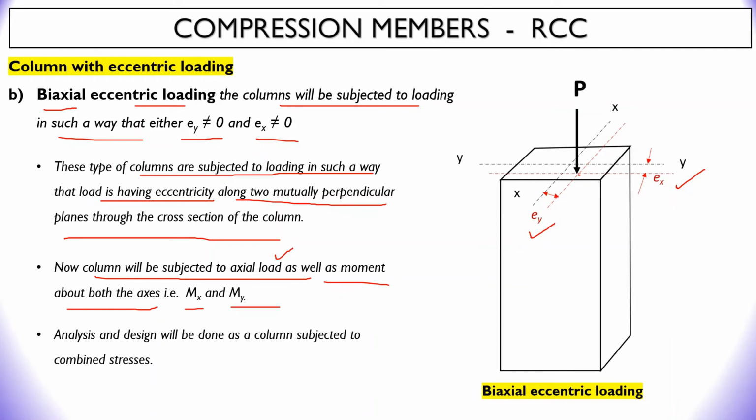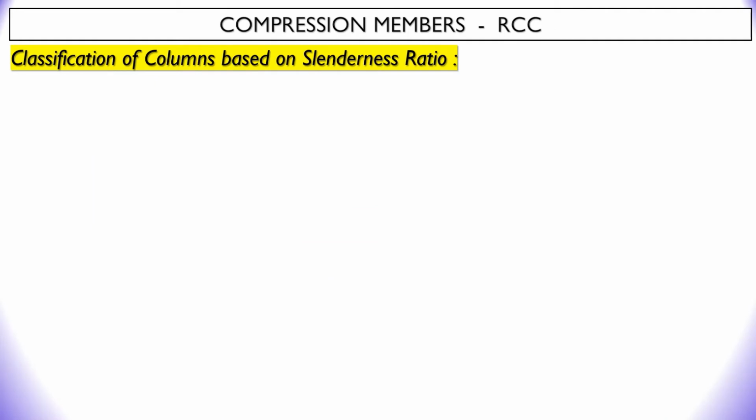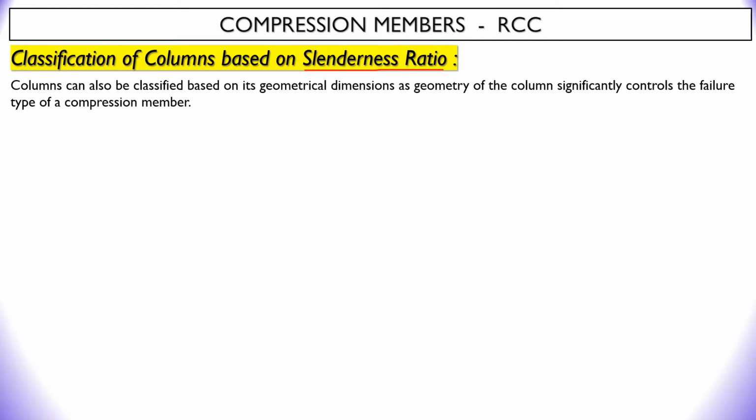Now when we do the analysis as well as design, it will be done considering that the column is subjected to combined types of stresses. That means both types of stresses will be acting, and later on we will understand it more clearly. Now let us classify the columns based on another parameter that is known as slenderness ratio. First of all, what is slenderness ratio? Columns can be classified based on their geometrical dimensions, and those dimensions give one ratio known as the slenderness ratio.